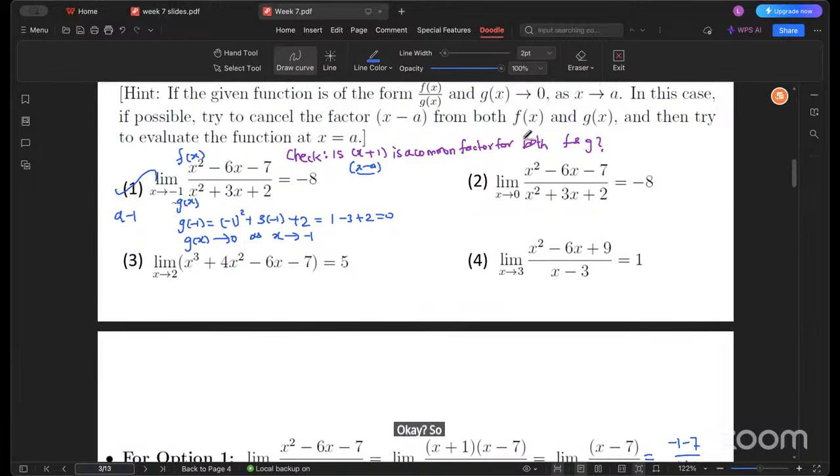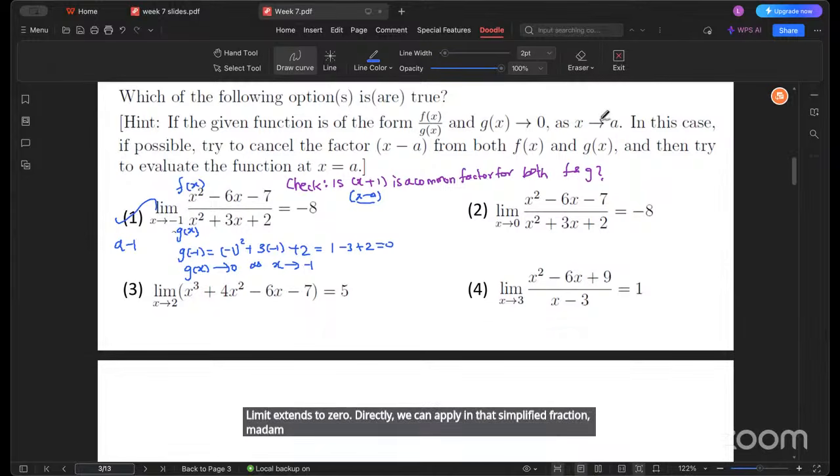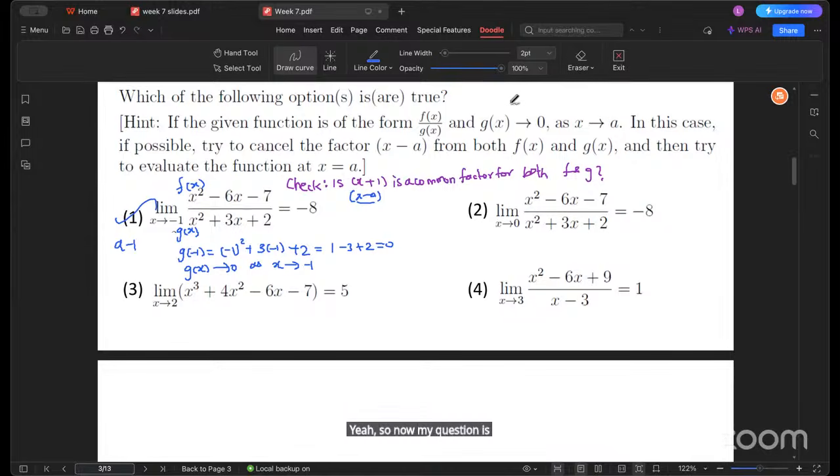Okay. So now can we try the same for this? Everyone try for this one. So already we factored the numerator and denominator. Now x tends here to 0. Now are we in a scenario where the denominator goes to 0? Directly we can apply the limit in that simplified fraction. Already we had the simplified fraction. So now my question is, first of all, do we have this kind of a problem?